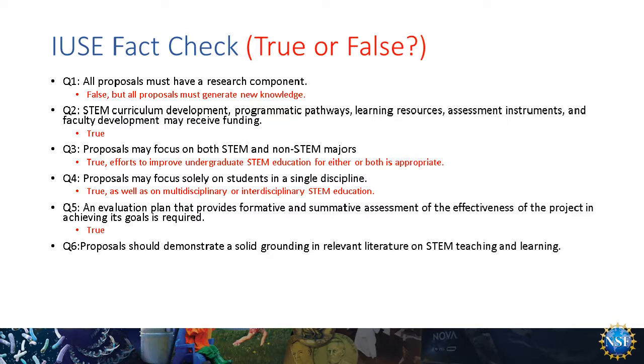Question 6. Proposals should demonstrate a solid grounding in relevant literature on STEM teaching and learning. That is also true. Remember, we want you to build on what is already known. We want you to build on what previous IUSE projects and the investment of federal dollars to support them have already demonstrated. And if you can build on that, you can identify then where your project will either add to the knowledge or improve on the knowledge and continue to move undergraduate STEM education forward.